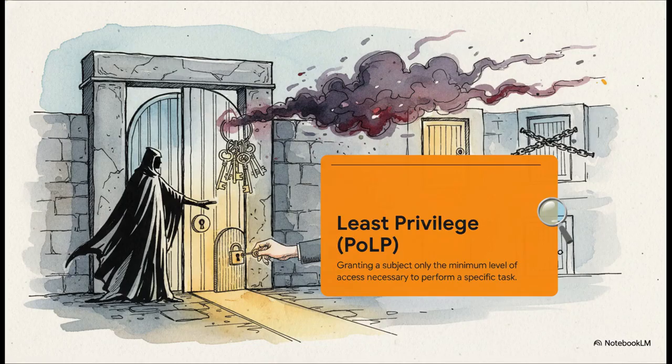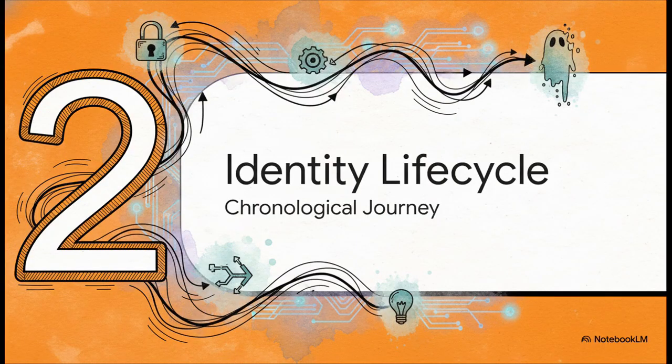Now, what's really interesting about this is the golden rule of authorization, the principle of least privilege. The core idea here is incredibly simple, but man, is it powerful. You grant someone only the absolute minimum level of access necessary to do their specific task. Nothing more. Why is this absolutely crucial? Well, because if an account gets compromised or an employee just makes an honest mistake, this limitation drastically minimizes the blast radius of the damage. I mean, you'd never hand over the master keys to the entire building if someone just needs to get into a single room, right? Moving right along to section 2, the digital identity lifecycle, which is really a chronological journey.